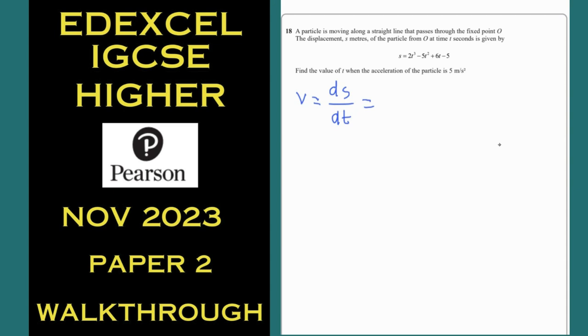And how do we differentiate? You bring the power down. So 3 times 2 is 6. You take 1 off the power. You bring the power down. 2 times 5 is 10. Take 1 off the power. 6t, when you differentiate a term like that, the t disappears. You're just left with the number. And when you differentiate negative 5, that fully disappears.